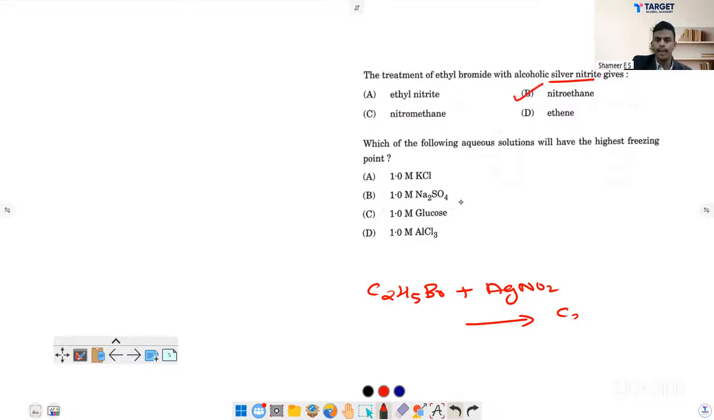nitroethane. Which of the following aqueous solutions will have the highest freezing point? The highest freezing point will be for the one with the lowest van't Hoff factor. Here the concentration is the same, right? So the van't Hoff factor here is 2, here it is 3, here it is 1, here it is 4. Correct, 4 ions are there in AlCl3. So this will be the correct answer.